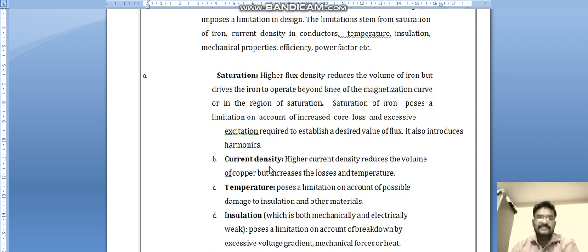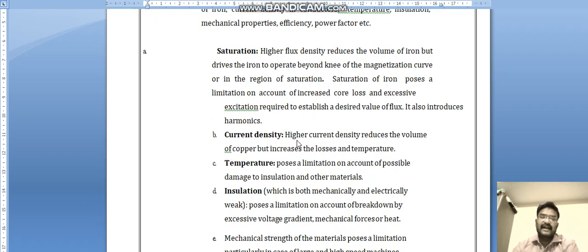Second one, current density. Higher current density reduces the volume of copper but increases the losses and temperature. Higher current density means that in a small space, you add more conductors to carry the current. That is called higher current density. It reduces the volume of copper because in a small place we give more current, but it increases the losses and temperature.